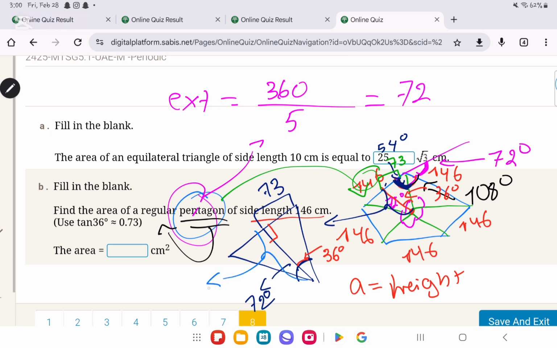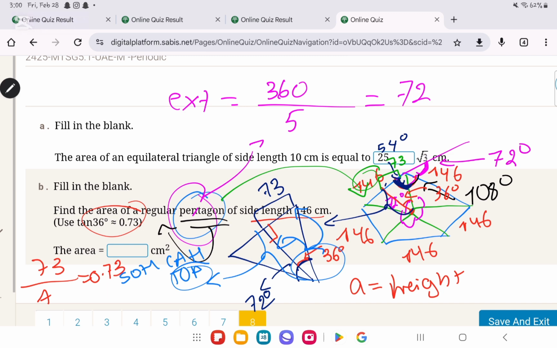Very simply, we will apply the SOHCAHTOA rule. You have an angle, you are given the opposite side, and you need to find the adjacent side. You will use tangent. They said use tangent 36 approximately 0.73. So it's going to be the opposite, which is 73, over adjacent is equal to 0.73. You will switch them now. So 73 over 0.73 is equal to adjacent. Adjacent is then equal to 100. So now we have the apothem, which is 100.